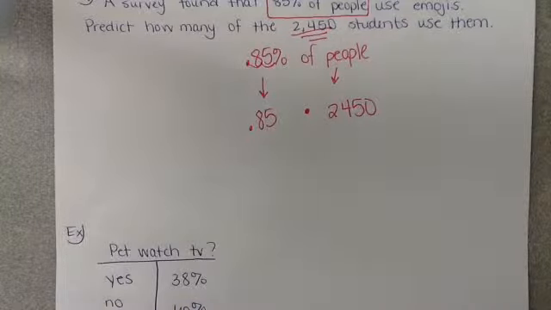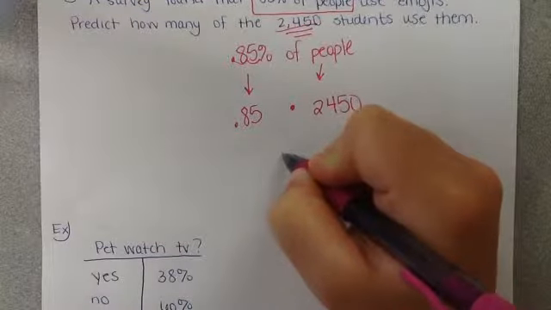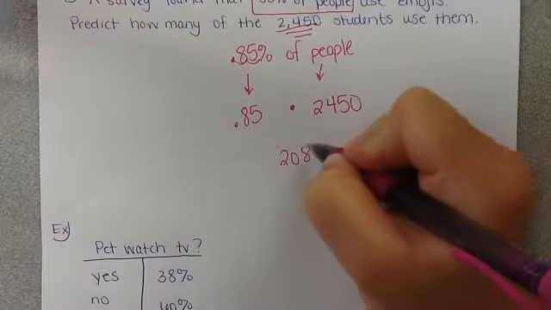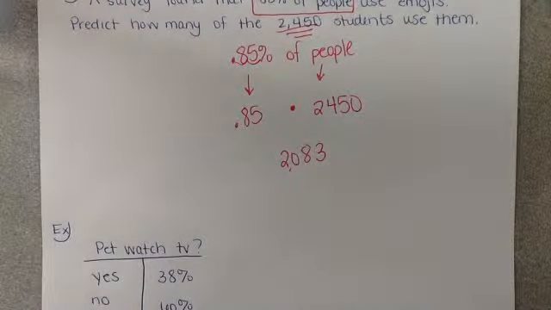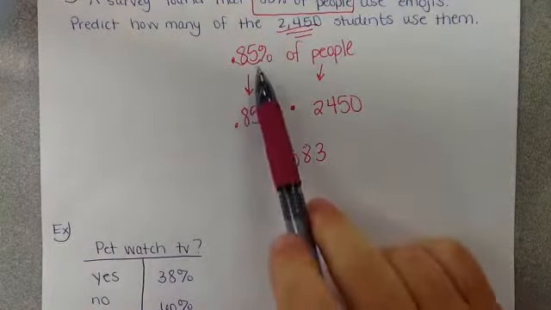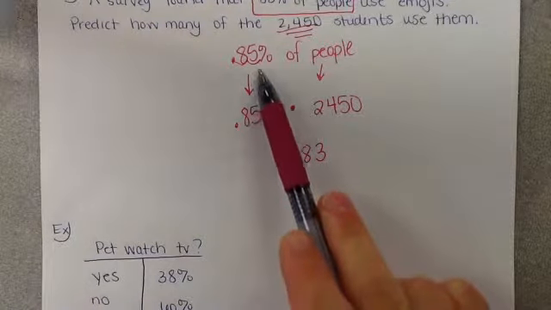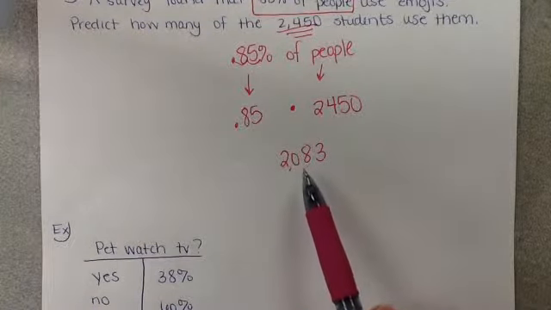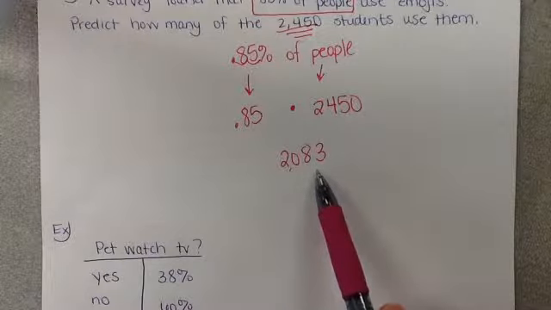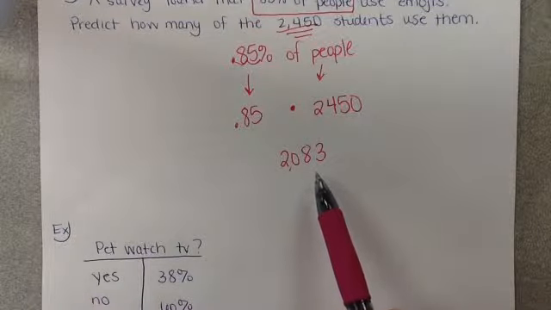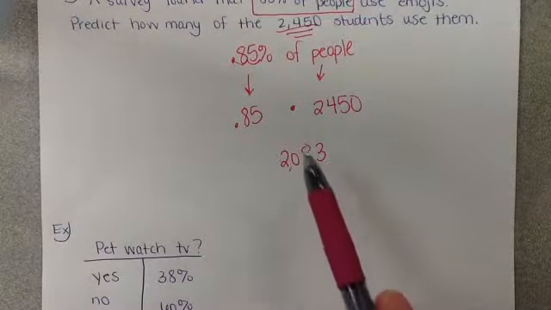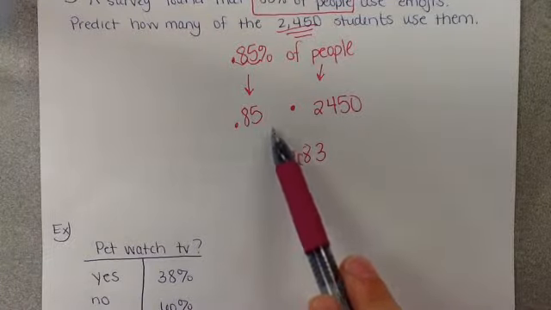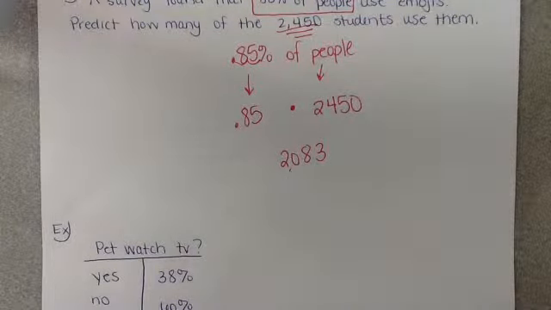Go ahead and you can round up. 2,083. 85% is going to be a big chunk of them. That's close to 100. So the majority of them use emojis. So 2,083. Is this 100% accurate, meaning exactly 2,083? No, it's a prediction, using the survey data to make a prediction about a group.